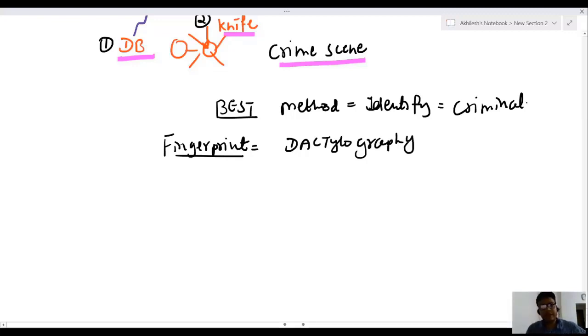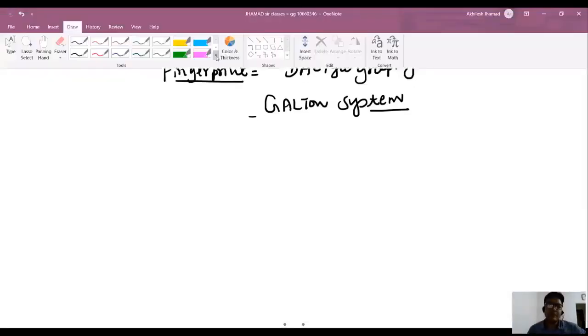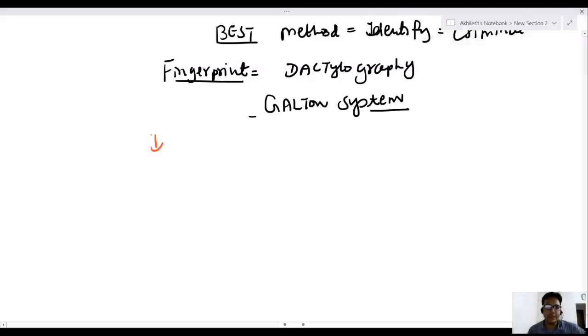Fingerprint is also known as dactylography. So in a crime scene, sometimes you get fingerprints. It is also known as the Galton system. But sir, it was discovered by William Herschel.